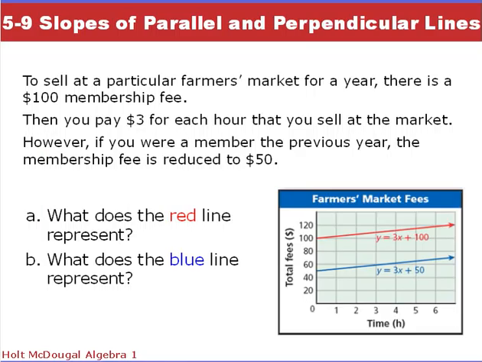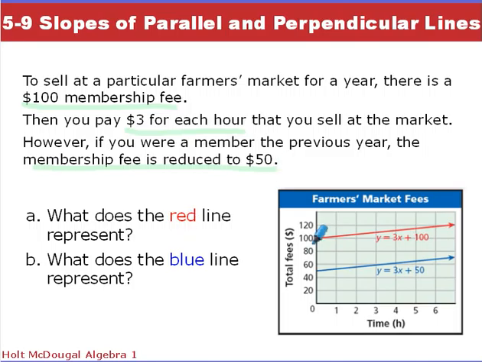Here we have a little story problem. To sell at a particular farmer's market for a year, there's a $100 membership fee. Then you pay $3 for each hour that you sell at the market. However, if you were a member the previous year, your membership fee is reduced to $50. So we graph these two equations, these two functions.